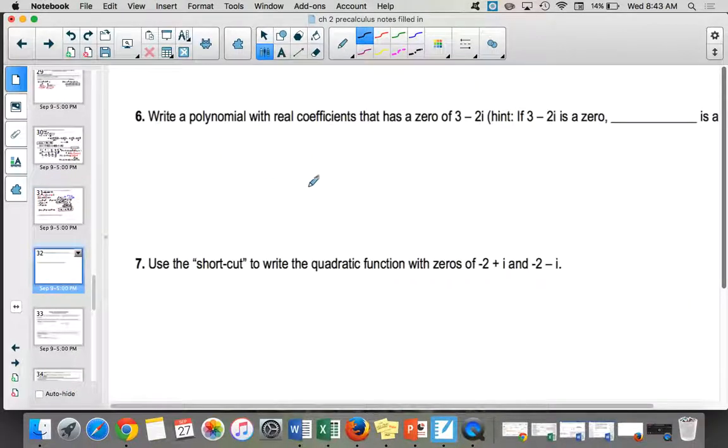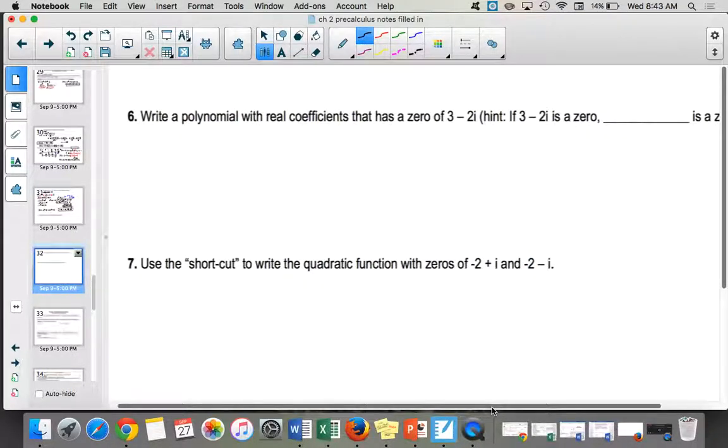All right, so last couple here. It says write a polynomial with real coefficients that has a 0 of 3 minus 2i. The hint says, if 3 minus 2i is a 0, then 3 plus 2i is also a 0. So all we're asking for is, like, if we were doing long division, what's that part on the outside, just like we just did. So we're saying, I have x minus the first 0, and I have x minus the second 0. So let's go ahead and find this polynomial.